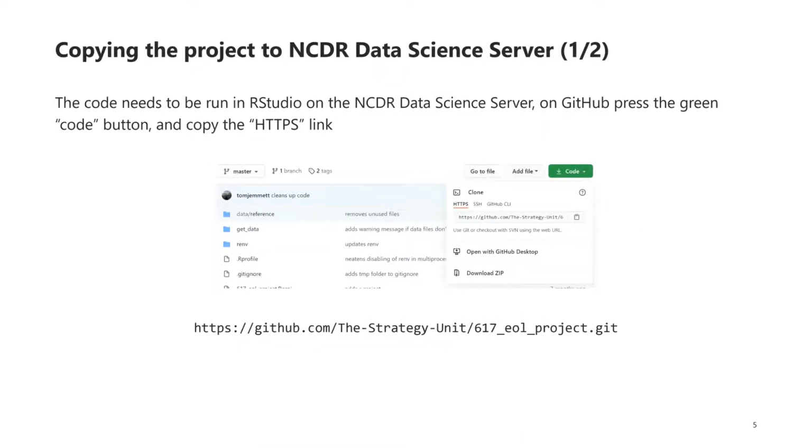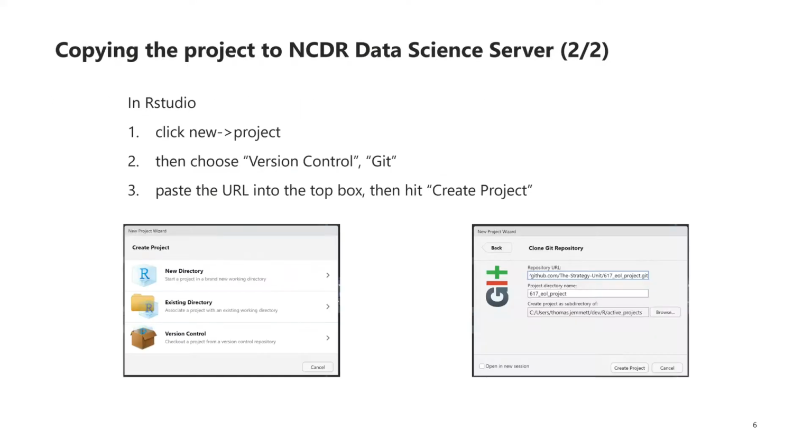So if you log on to the NCDR data science server and open RStudio, you'll be able to click on that code button, copy the link, and then create a new project in R. So if you go to New Project, choose Version Control, and then select Git at the next screen, you'll be able to paste in the URL and hit the Create Project button. And that's going to go and download all of our code and set it up ready for you to start using.